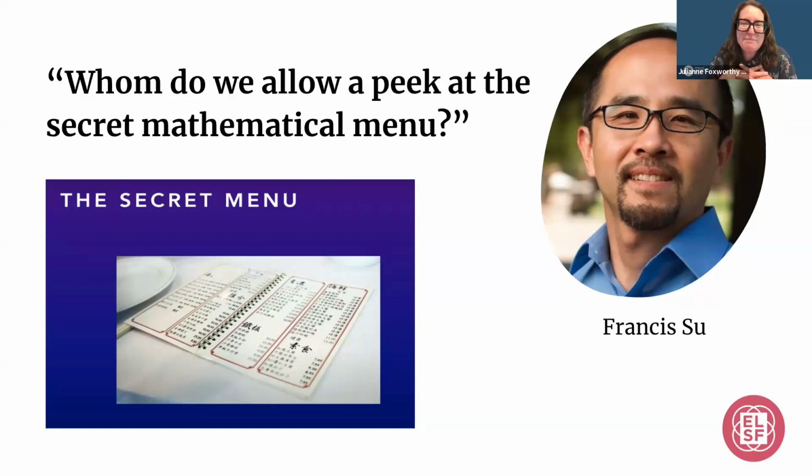Another assumption he talks about is that low performing students must be incapable or lazy. And I hope by now we all know that that's definitely not true, that often our low performing students have been marginalized in the math classroom, have been pushed out of math.